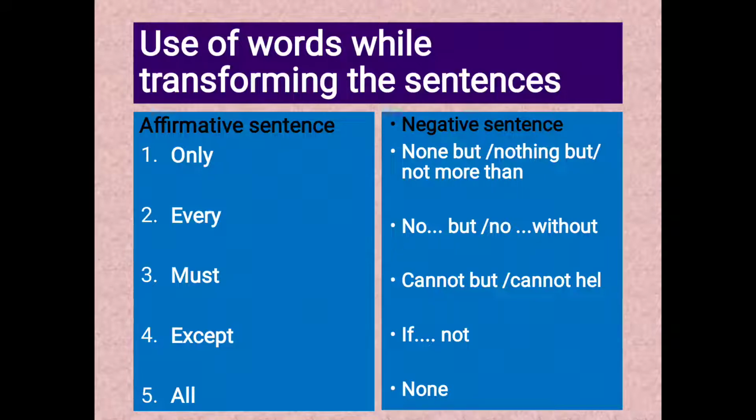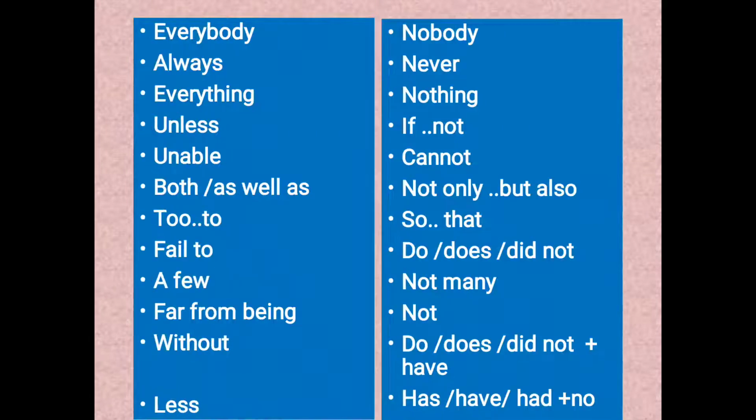Must. Must becomes cannot but or cannot help. Except becomes if not, and all becomes none. Then everybody becomes nobody, always turns never. Everything becomes nothing in negative sentences. Unless becomes if not. Unable, for unable you can use cannot. For both or as well as you can use not only but also in a negative sentence.